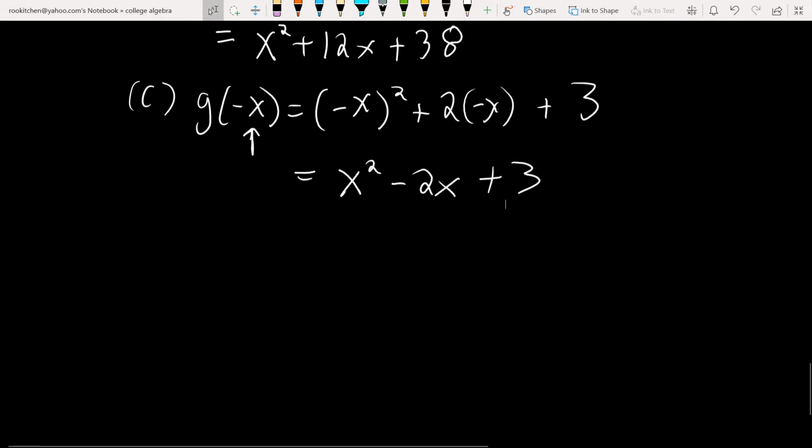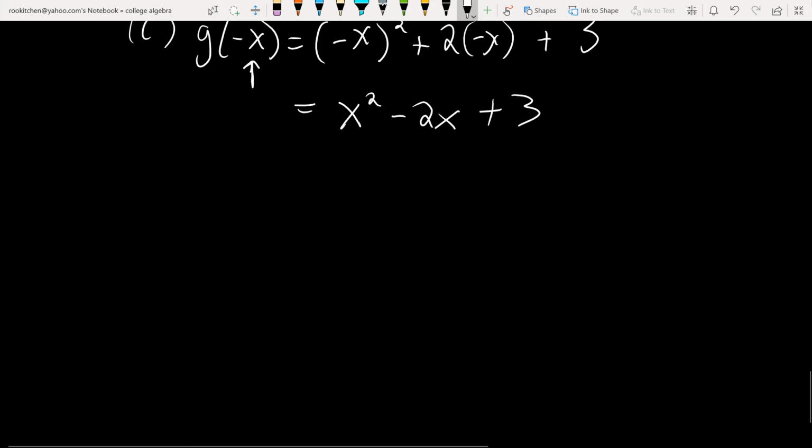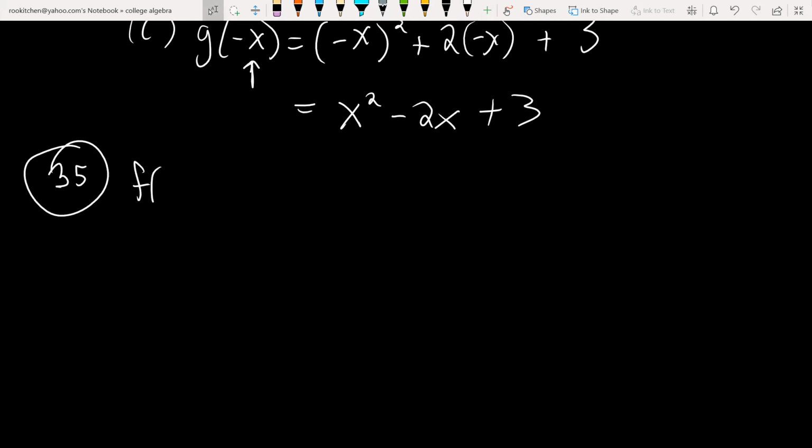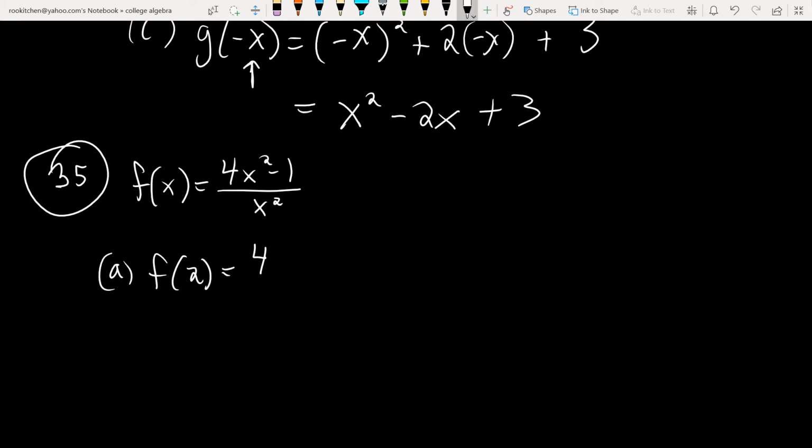Okay, let's look at one more in this section. This is number 35. We have f of x equals 4x squared minus 1 all over x squared, so a rational function. Let's look at f of 2. Again, you could set it up by putting parentheses wherever x was, and then just fill in the parentheses with 2. Okay, so there it is.